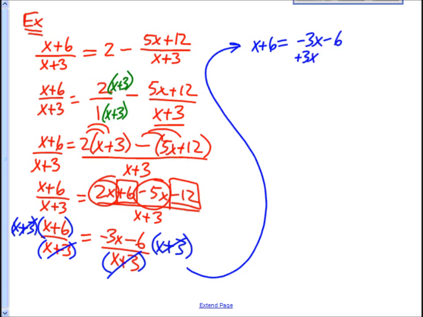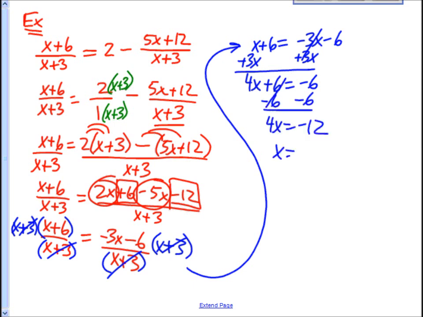So let's add 3x. We got 4x plus 6 equals negative 6. We're going to subtract 6. 4x equals negative 12. Divide by 4, and we got negative 3. Okay, so x equals negative 3 is our proposed solution, but it's real easy to tell who's going to give us problems.